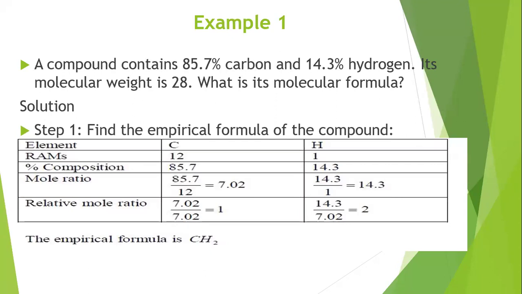A compound contains 85.7% carbon and 14.3% hydrogen. Its molecular weight is 28. So what's its molecular formula? Now the solution: the first step is to find the empirical formula of the compound.